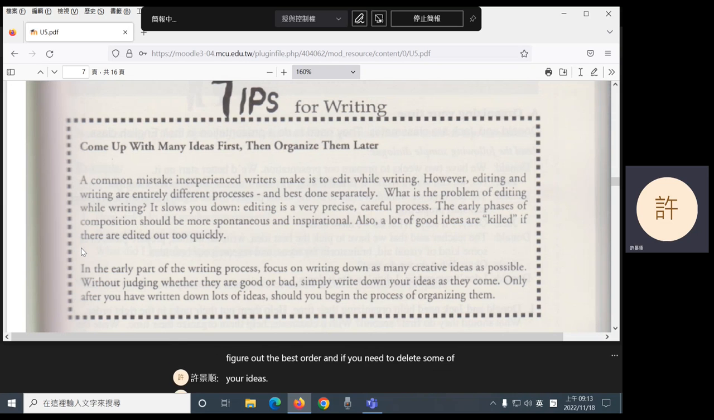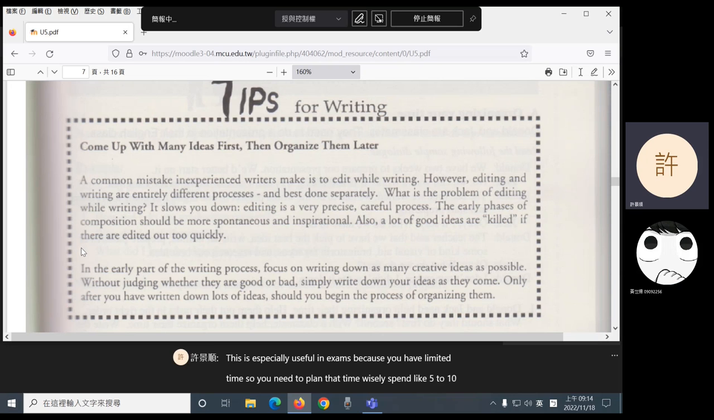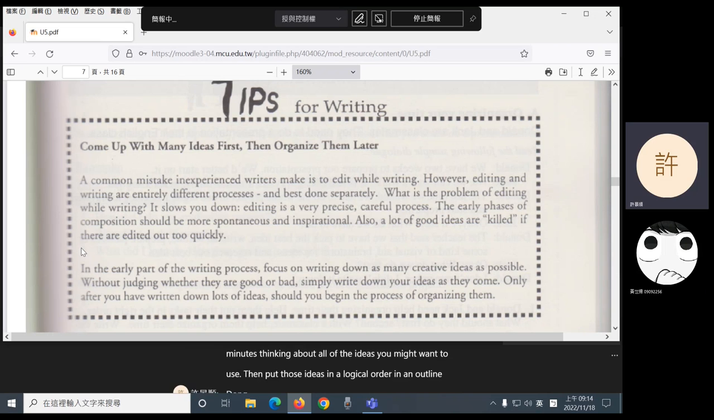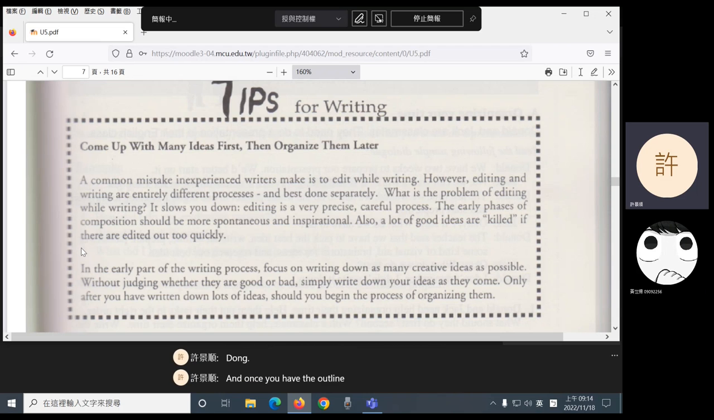This is especially useful in exams because you have limited time, so you need to plan that time wisely. Spend like 5 to 10 minutes thinking about all of the ideas you might want to use, then put those ideas in a logical order in an outline, 大纲. And once you have the outline, it will be much easier to write the actual essay.